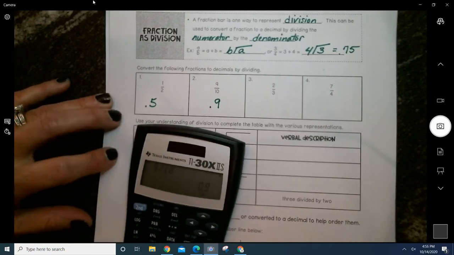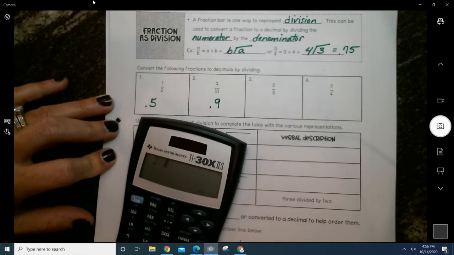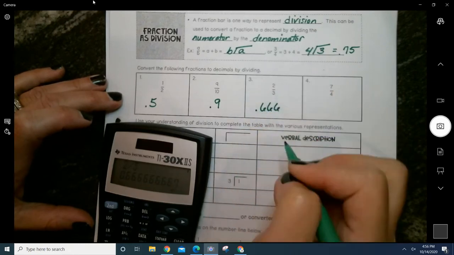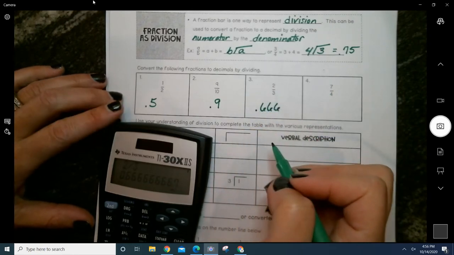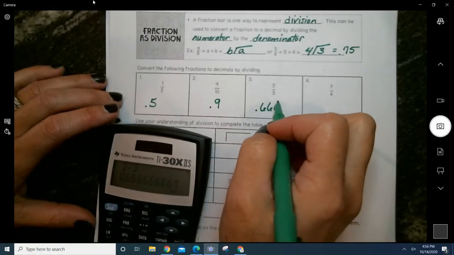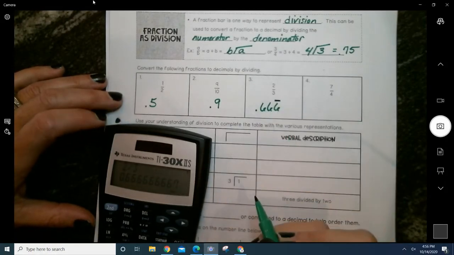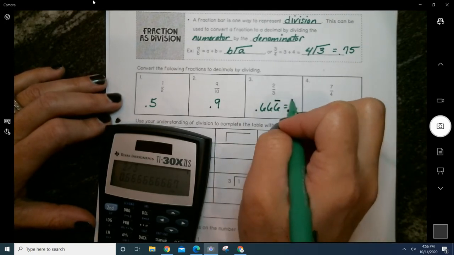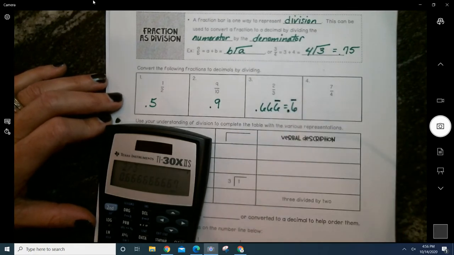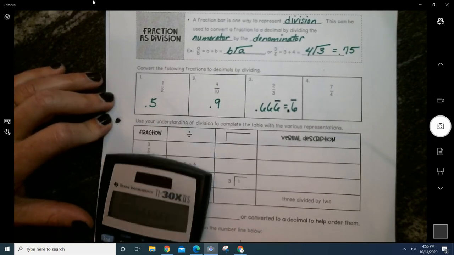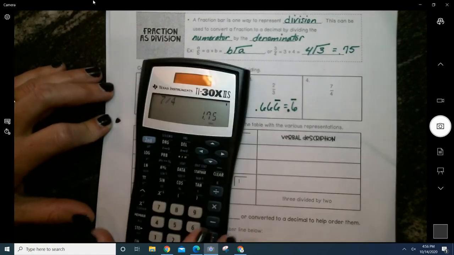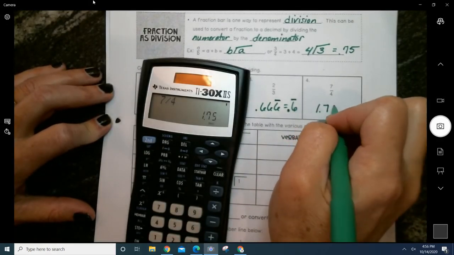All right, let's check. Number 3, you should have 2 divided by 3, which would be 0.666, and this is a repeating decimal. So you can put this line over the top that shows that 6 repeats. I would probably just put 0.6 and put my line on top, but any of those answers would be correct. That just shows that the 6 repeats. Number 4, 7 divided by 4, you would have gotten 1.75.